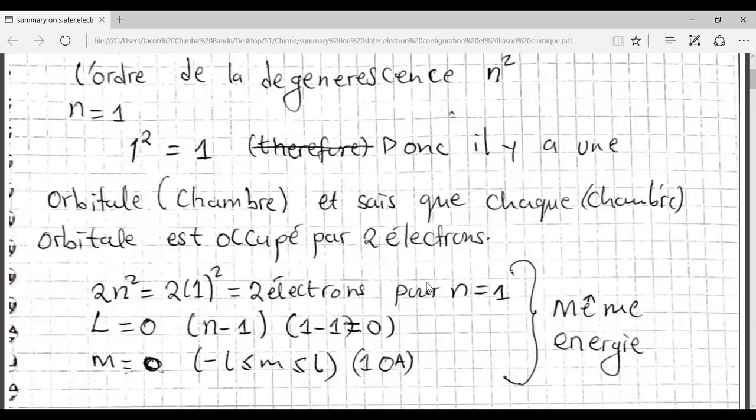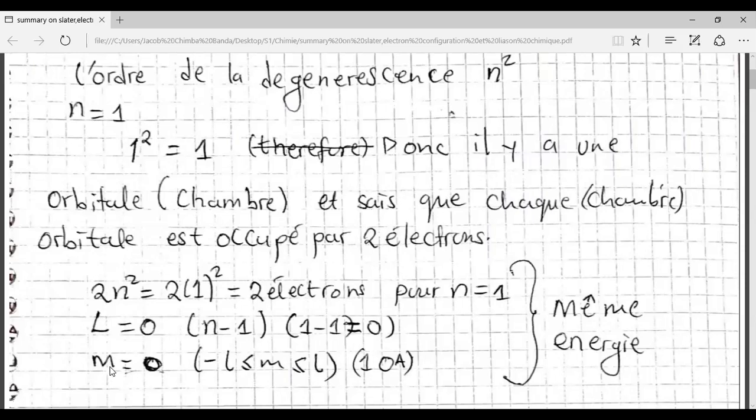And you know that if n is equal to 1, your secondary number L is calculated by n minus 1, where n is the number which you have been given. We have been given that n is equal to what? To 1, and so it means that your L, we just do 1 minus 1, is equal to 0. So your L is equal to 0.